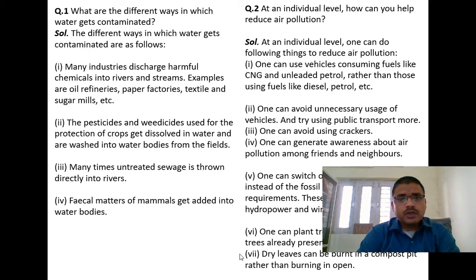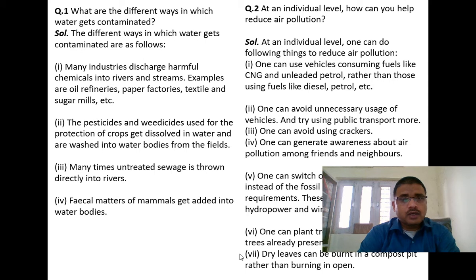As you know, industrial waste water gets polluted, household activity water gets polluted, and the non-biodegradable substances which are thrown out into the river contaminate the water. Pesticides and weedicides, used to protect agricultural crops, also pollute the water. So these are some of the activities by which water gets polluted.